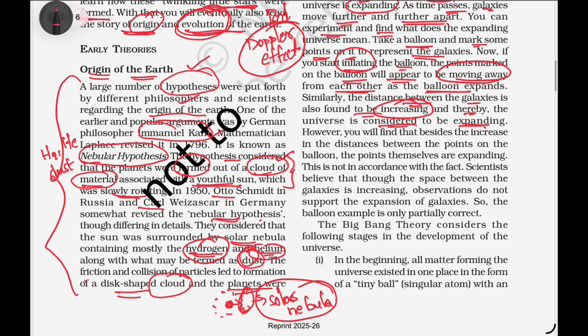However, there was a little issue with the balloon theory. What is that? The points themselves also expand. That is not actually happening with the galaxies. So that is a minor issue with the balloon theory, as it is not in accordance with the facts regarding the expansion of galaxies. Scientists believe that though the space between the galaxies is increasing, observations do not support the expansion of the galaxies themselves. So galaxies themselves are not expanding, but the space in between two galaxies is increasing. So the balloon example is only partially correct.